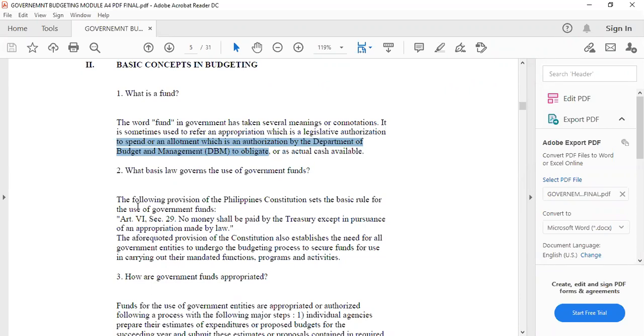Now, what is the basis for the government? All funds must be approved by a body. And what is that body? It is the Congress. The Constitution provides the rule on it. Article 6, Section 29: No money shall be paid by the Treasury, meaning government fund, except in pursuance of an appropriation made by law. The appropriation refers to the preparation of the budget by each agency.